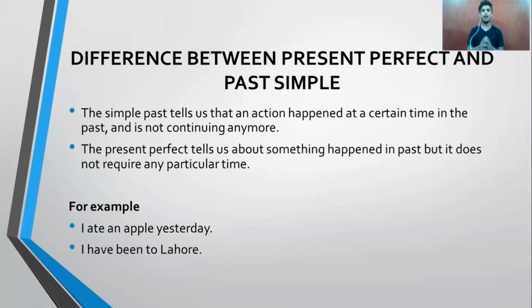The simple past tells us that an action happened at a certain time in the past and it is not continuing anymore. The present perfect tells us about something that happened in the past, but it does not require any particular time. For example, I ate an apple yesterday and I have been to Lahore.